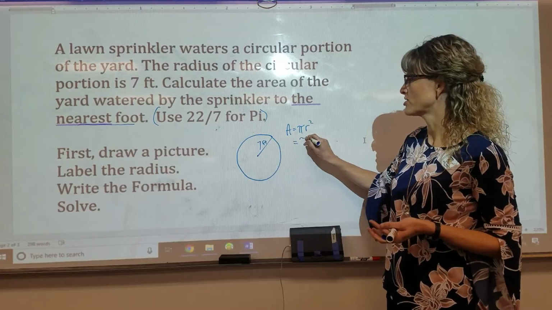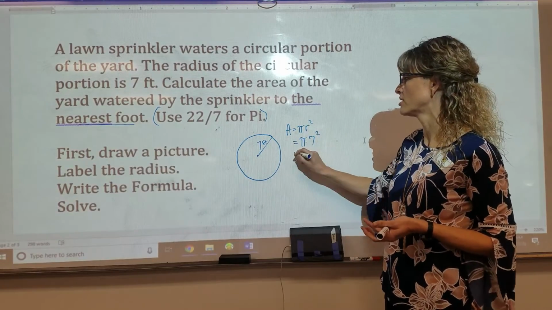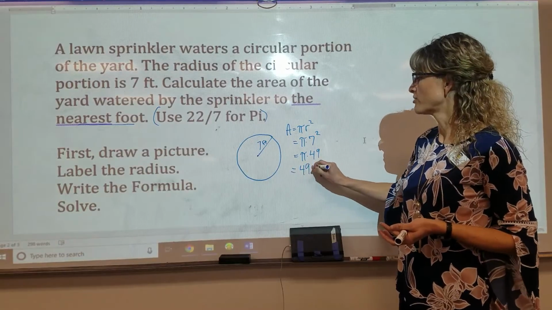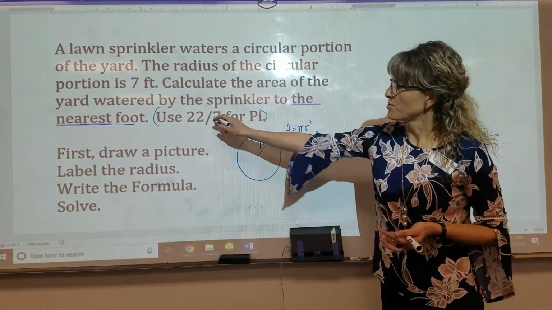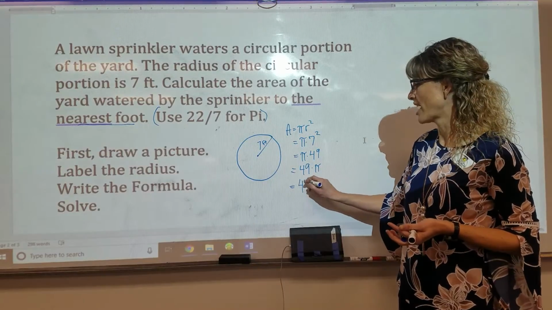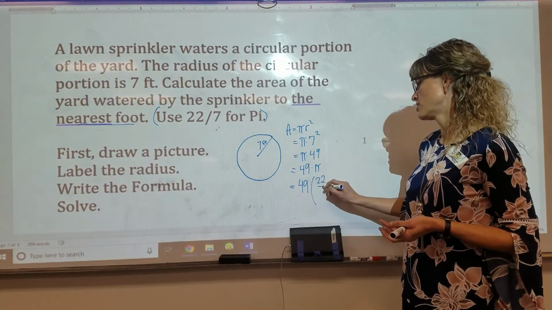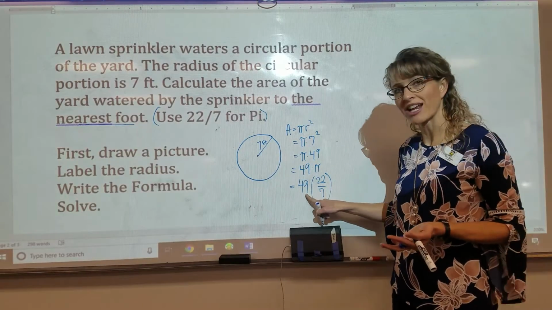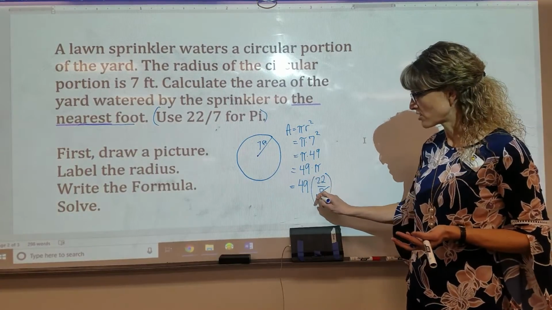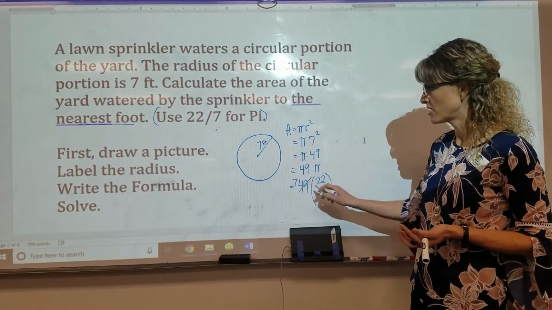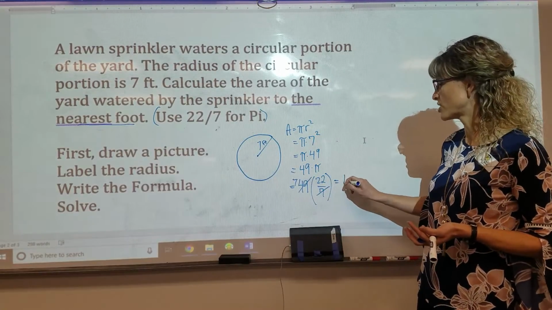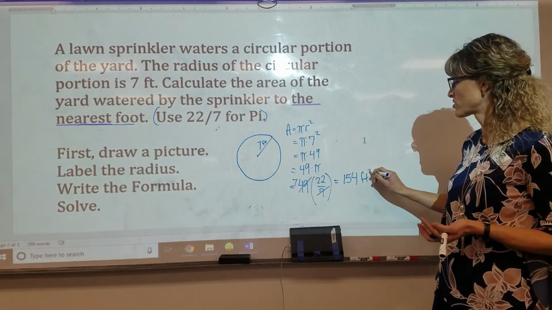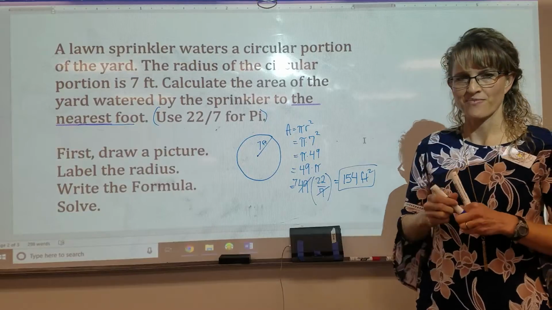Area equals pi times radius squared. My radius is 7, so I do pi times 7 squared, which is pi times 49. We like the coefficient in front, 49 times pi. And then use 22/7 for pi. Why would we do that? Because 22/7 has a 7 in it, which is compatible with 49, so we can cross cancel. 7 into 49 goes 7 times. 7 times 22 is 154. Our units are feet, feet squared. And there's our area.